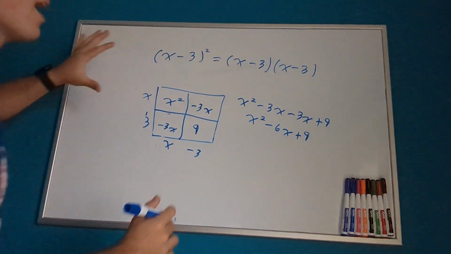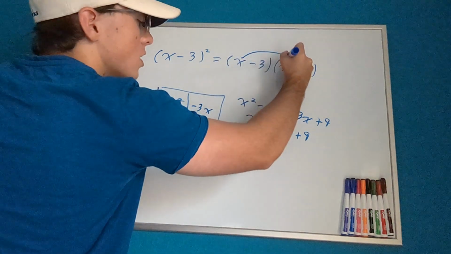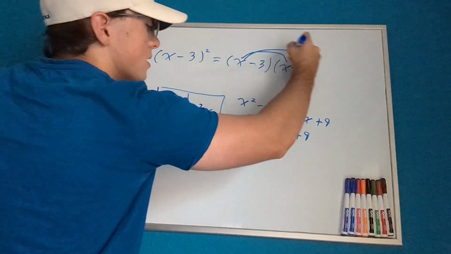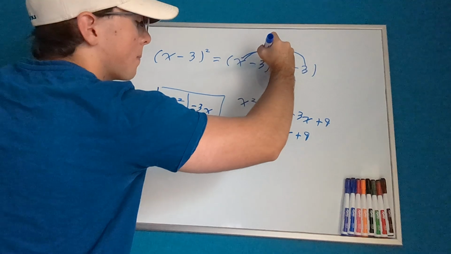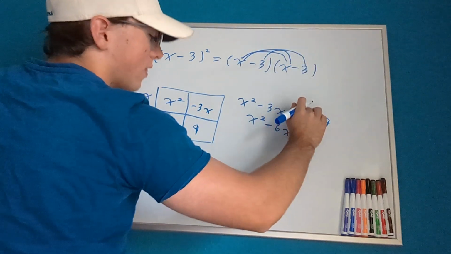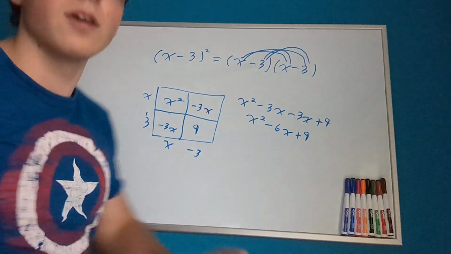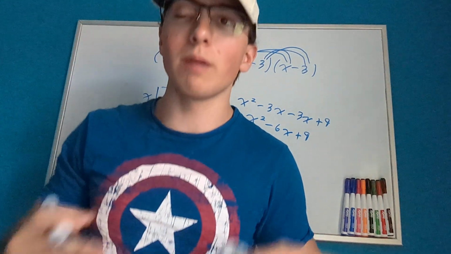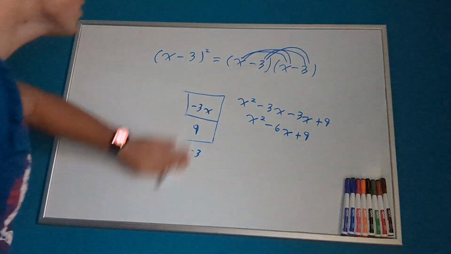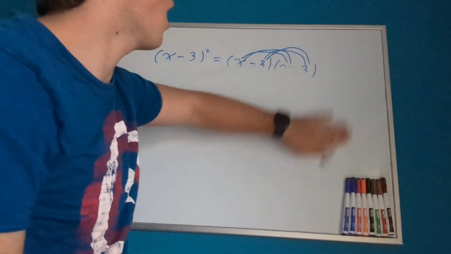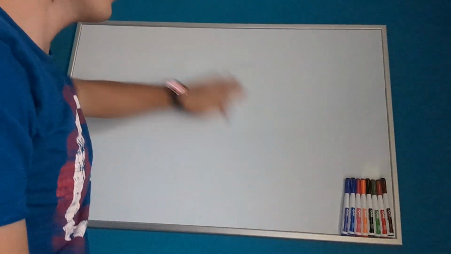And you can test that out, right? If we multiply this by this, we'll get that x squared. If we multiply this by that, we'll get this minus 3. If we multiply this by that, we'll get this minus 3. And if we multiply this by that, we'll get this plus 9, right? So that is what we're doing when we FOIL something. We're essentially finding the area of a box, of a square with each side length of the parts.